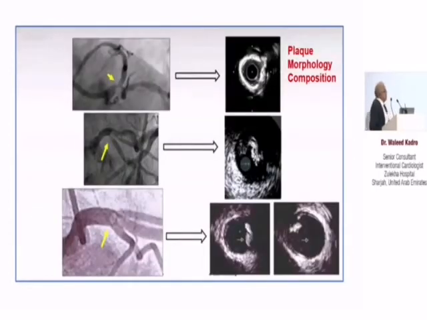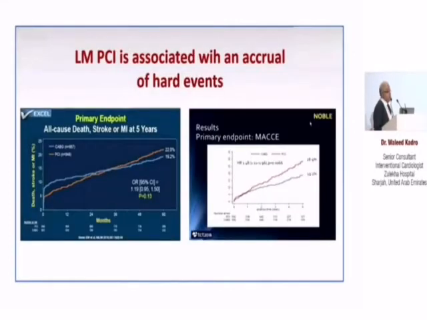The most important part of the IVUS is assessing the lesion by getting an idea about the plaque volume, the morphology of the plaque, and the composition, whether there is calcium, whether it is focal calcium or round-shaped calcium, and this will give us the plan to prepare the lesion for further intervention.